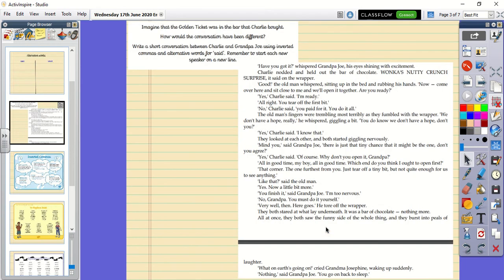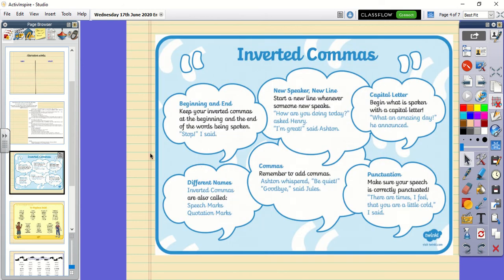However, the second task is that you are going to imagine that the golden ticket was in the bar that Charlie bought. So unfortunately, the bar that Charlie's grandfather did buy didn't have a golden ticket in. However, today you're going to write a short conversation between Charlie and Grandpa Joe using inverted commas and alternative words for said to say that there was a golden ticket in the chocolate bar. Okay, so inverted commas then.